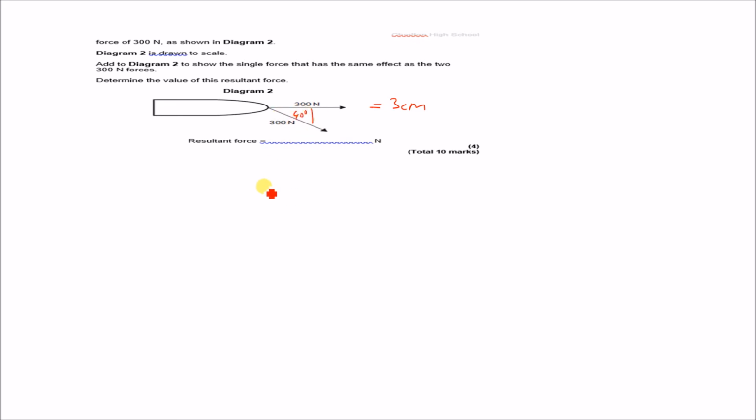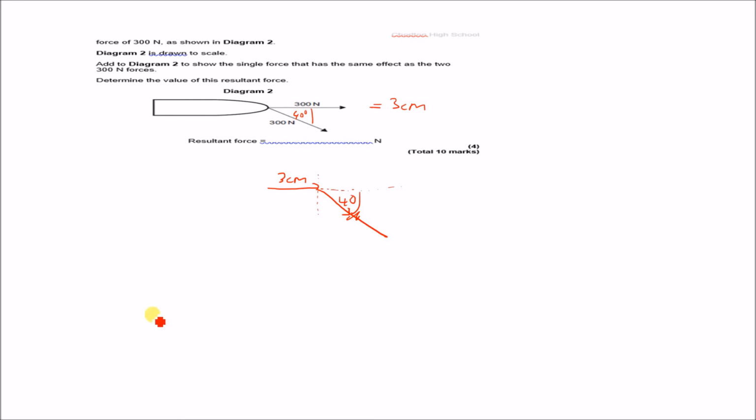Okay, so we need to put these two vectors together. So we've got a 300 Newton force that way. So you measure a line that's exactly horizontal at 3 centimeters long with a ruler. Okay, now from that point, if we just put some angles on it, this angle here has got to be 40 degrees. So using your protractor, you need to draw a line down there, that from this point is 40 degrees, and it must be 3 centimeters long, which is going to get to about there.